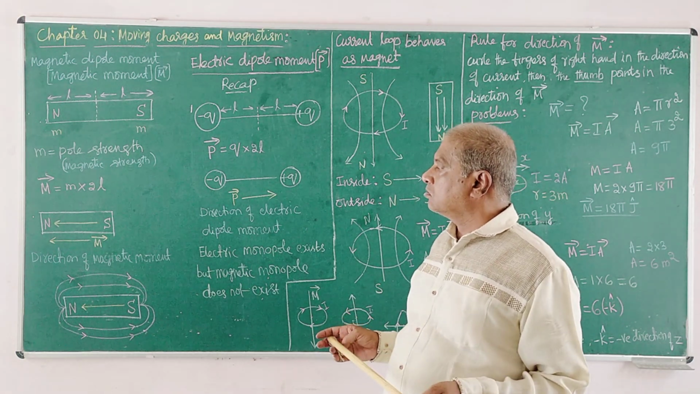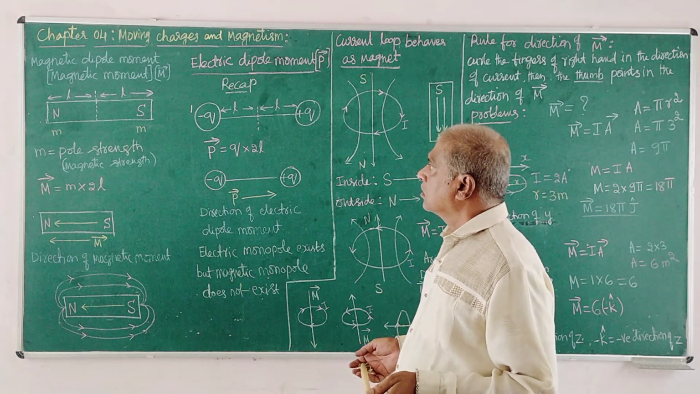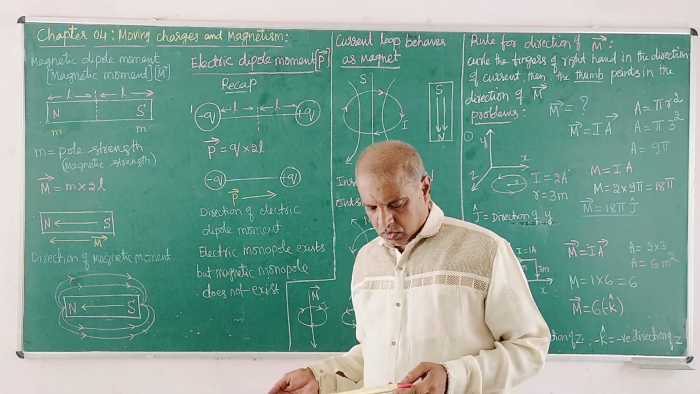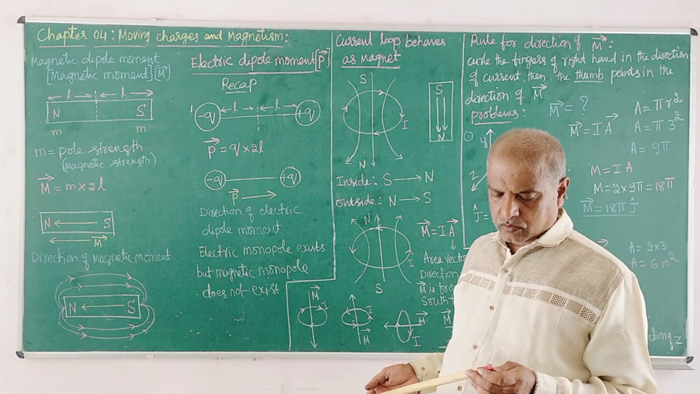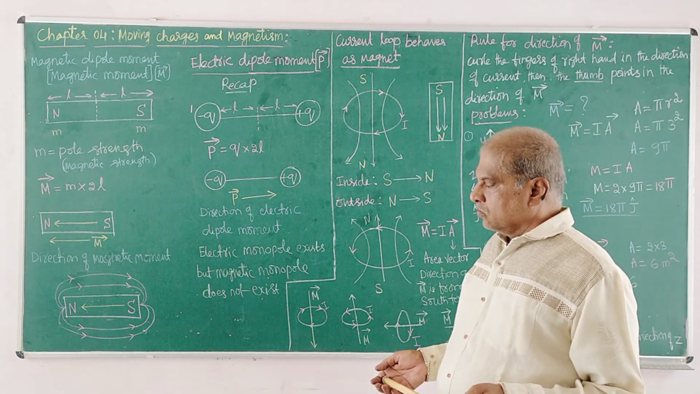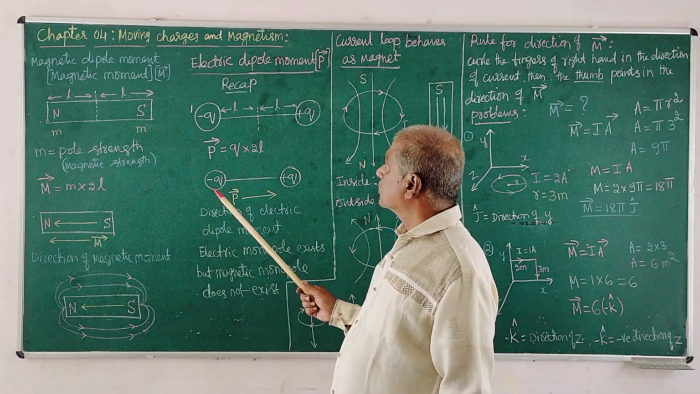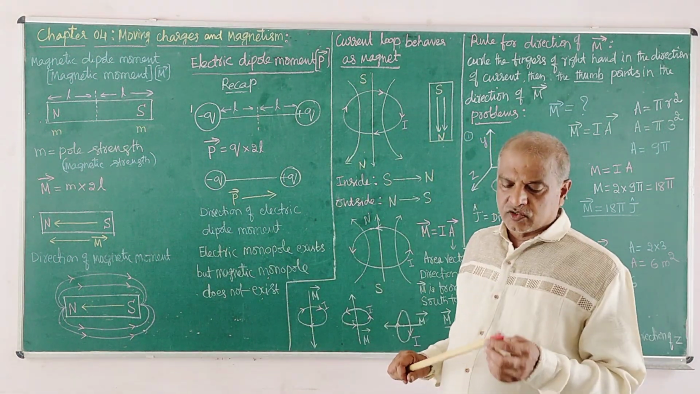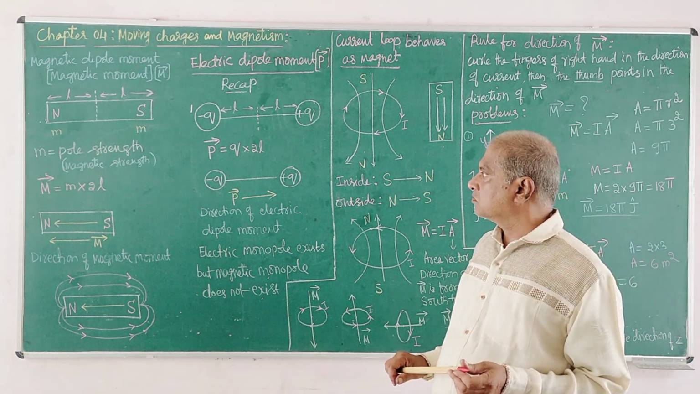Dipoles. One is magnetic dipole, the other is electric dipole. Let us understand what they are and the concepts later. Electric dipole, it is a recap. Let me resume in brief as it is already taught.